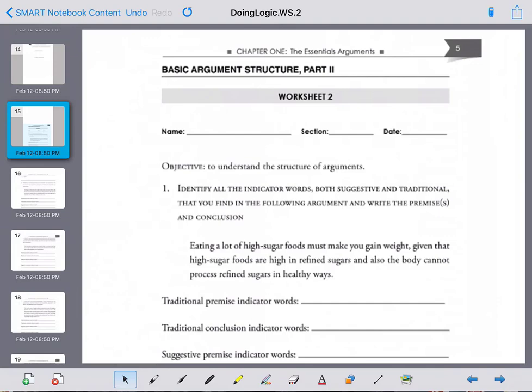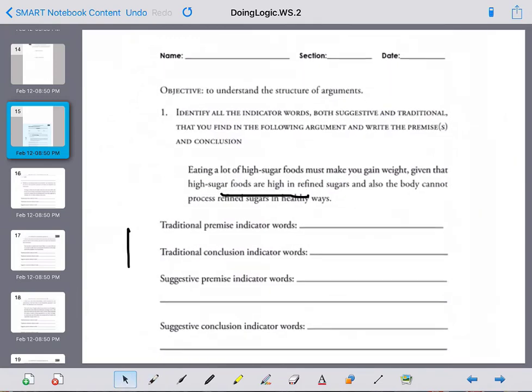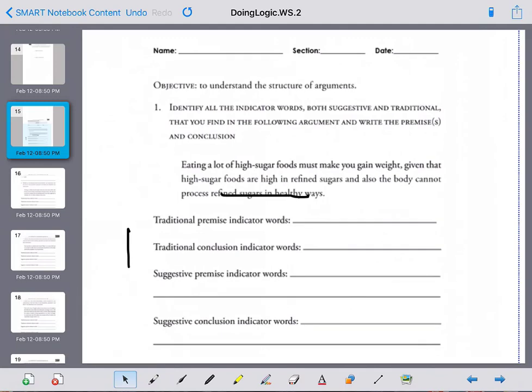So let's look at Worksheet 2, and what you want to do here is indicate, first of all, all the indicator words, and we talked about those. In this particular worksheet, let me erase that. Again, I'm just getting used to this here. There we go. Notice, I want to look at all indicator words right here, okay?